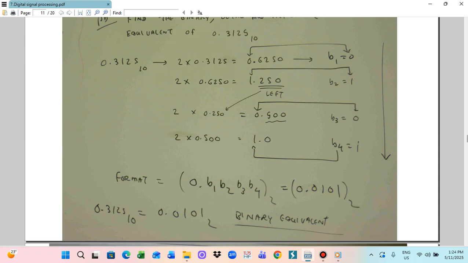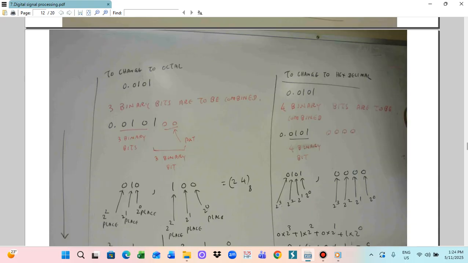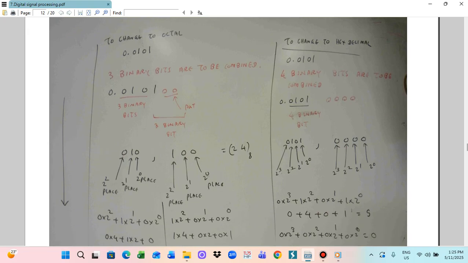So firstly you just write 0.0101. So this is the original number. To change to octal, you have to combine the 3 binary bits. So now we will see how to combine.